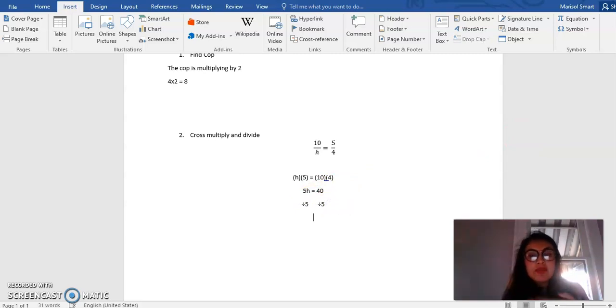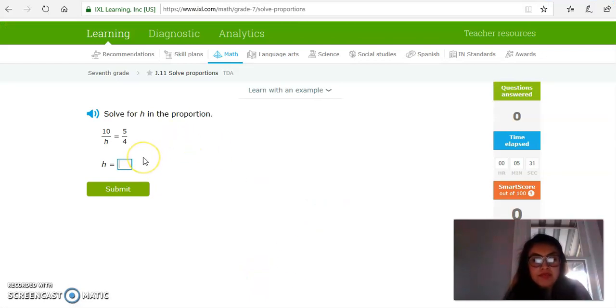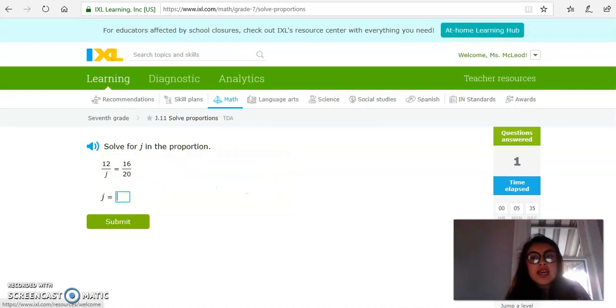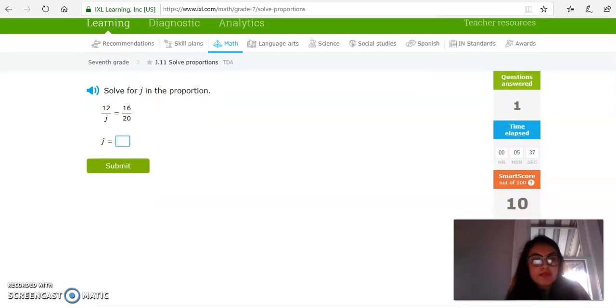So 5 divided by 5 is 1. That leaves me with h alone. And 40 divided by 5 is 8. So you notice how h equals 8. I still got the same answer as when I used the COP. So I'm going to go ahead and type 8, and then submit. Perfect.